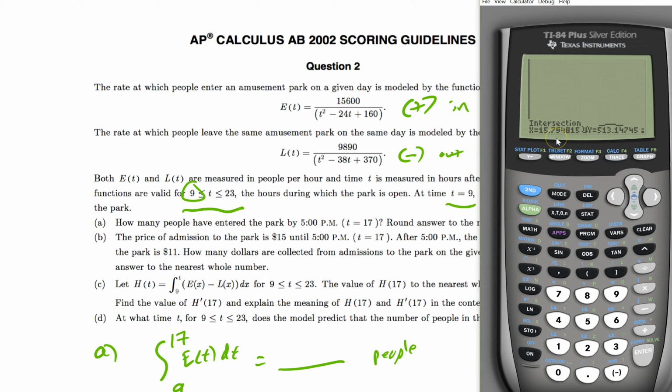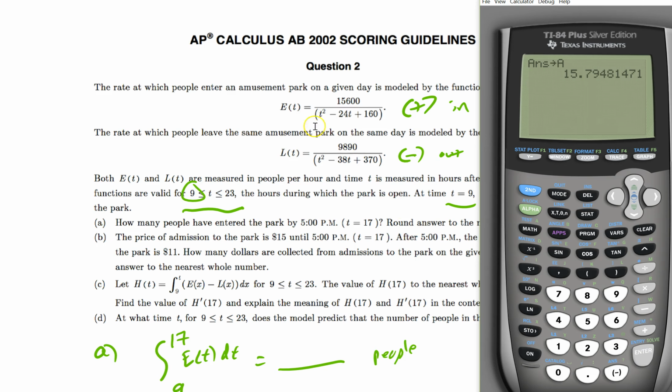That's my critical point. Now again, you can either copy that all down and just use that. That would work. Or you could store it. The way you store it, if you want to, second quit. Go select your answer, the one you just found. Hit store. And then select a variable. Select A. And now it's stored on A.